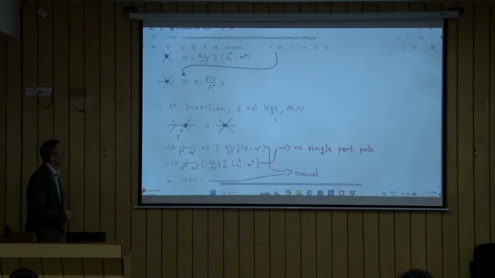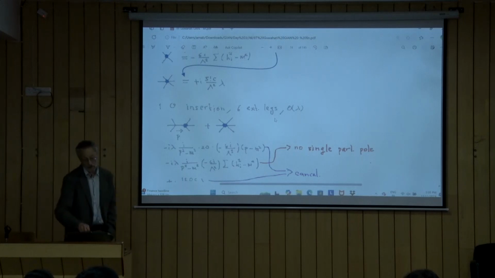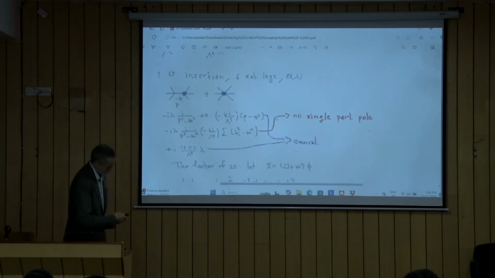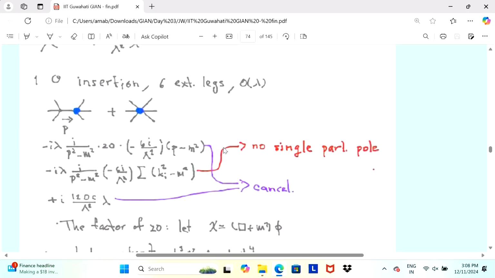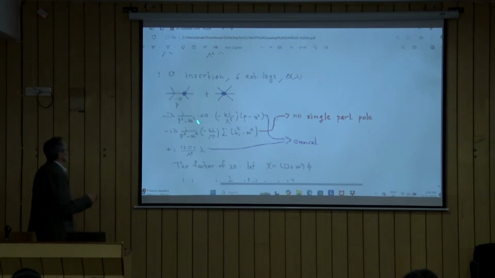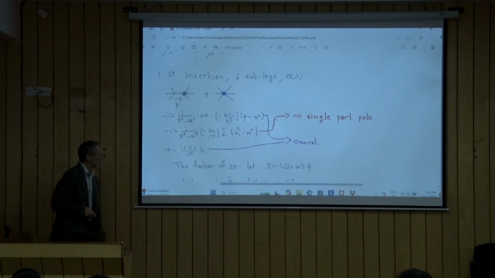Okay, so now what happens? You are now to take all particles on shell. These guys all vanish, because on shell the momentum squared on the particle here will be m squared. So these guys go away, and these guys cancel. And the headache in the calculation is getting this factor of 20 from doing the combinatorics.